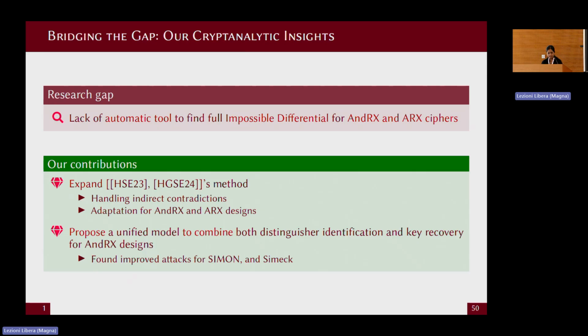In this work we provided an efficient automated tool to find ID distinguishers for AND-RX and ARX ciphers, and it improves the previous automated models for ID distinguishers in several directions. We extend the distinguisher modeling to a unified CP model to combine both the distinguisher and the key recovery, to find a complete ID key recovery attack for AND-RX designs. We applied this to the AND-RX ciphers Simon and Simeck and got some improved results.